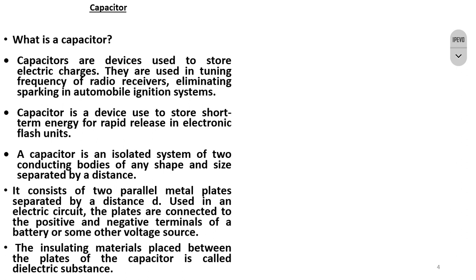So a capacitor is a device that consists of two metallic plates separated by a distance, and in between them there is an insulating material placed. That insulating material is called dielectric. So an insulating material placed in between the plates of the capacitor is simply referred to as dielectric substance.